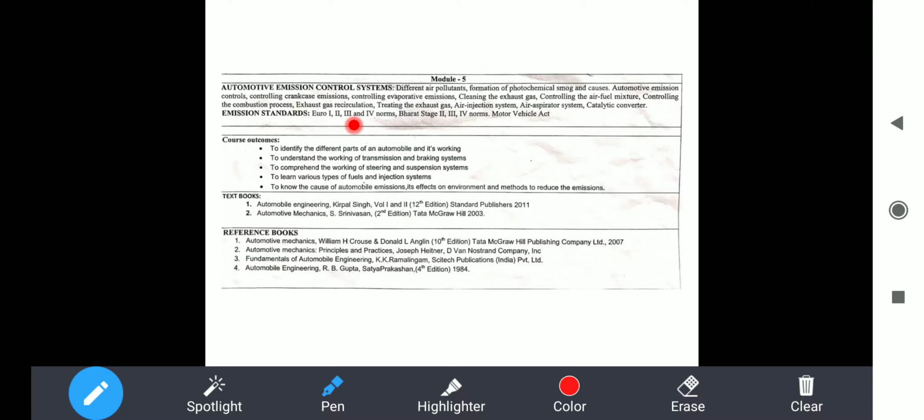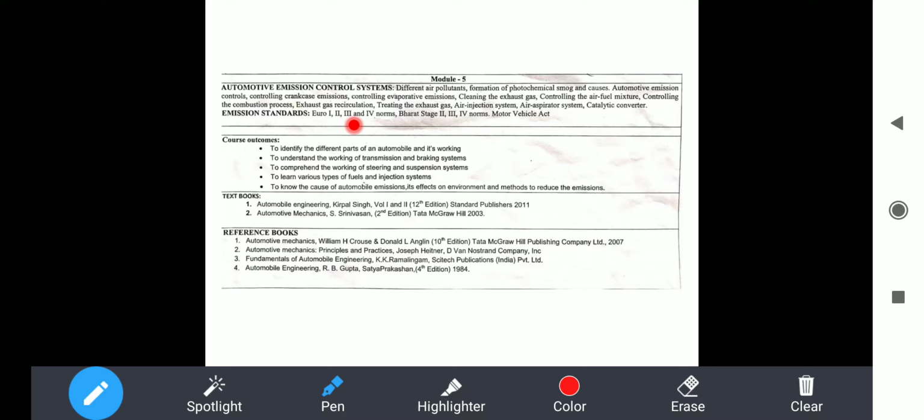There it is nothing but the emission control system. So what do you mean by emission? Emission is nothing but the harmful or hazardous gases coming out from the engine, that are called emitted gases. Which gases are coming out? Carbon dioxide, hydroxide, hydrocarbon and nitrogen. These are the major gases which are harmful to nature and come out of the engines. You are going to study that in this fifth module.